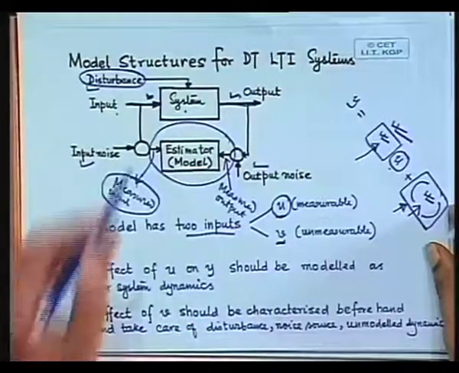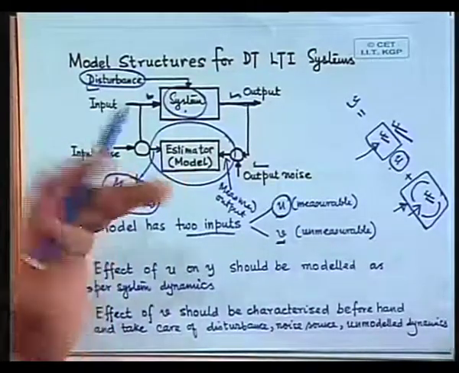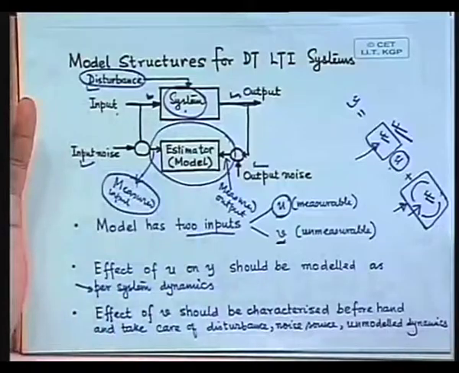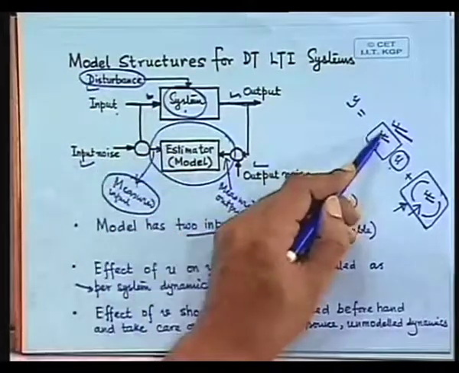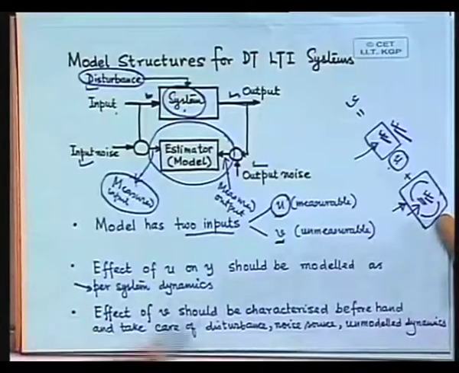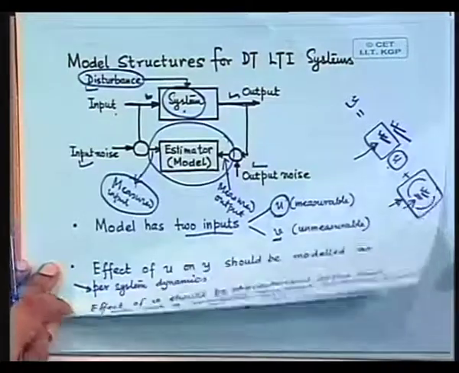So effects of u and y should be modeled as per system dynamics. Obviously, if you think that this is a third order system, from physical considerations, from an RLC circuit, from a motor model, whatever, then this part you would like to characterize by a third order system. So you will choose a third order model for estimation, and this part you should choose depending on what knowledge you have about disturbances, about noise sequences. So that's how you have to choose.